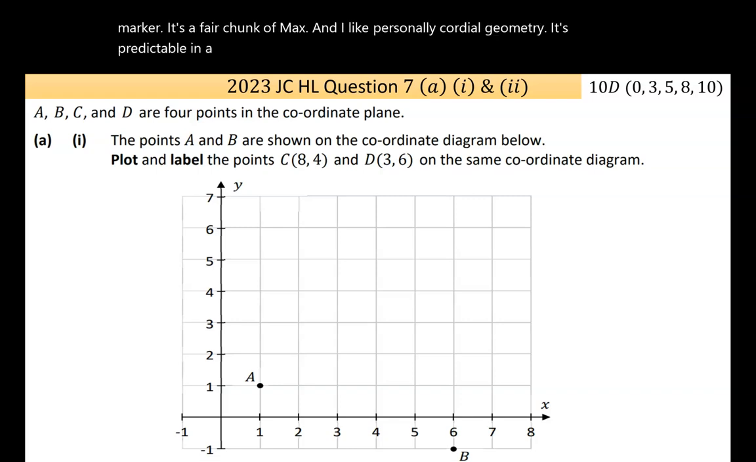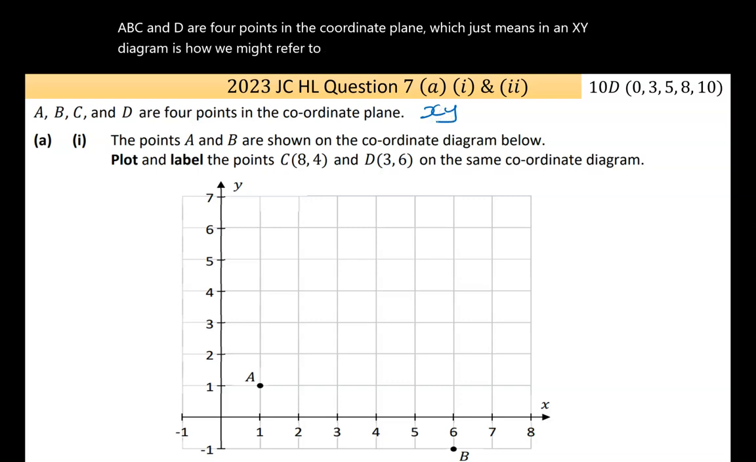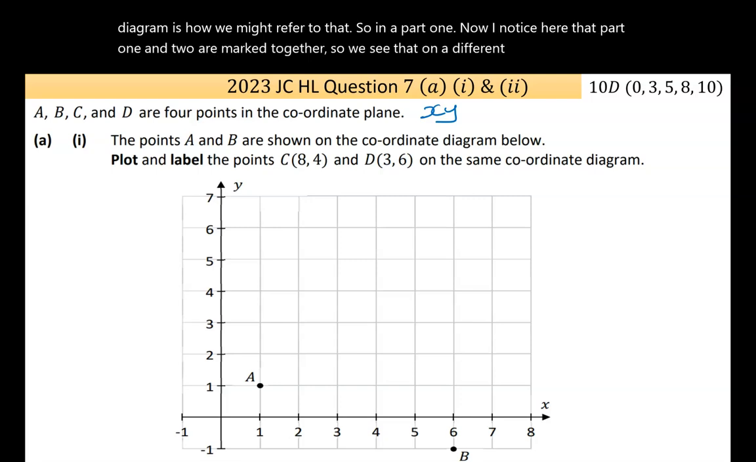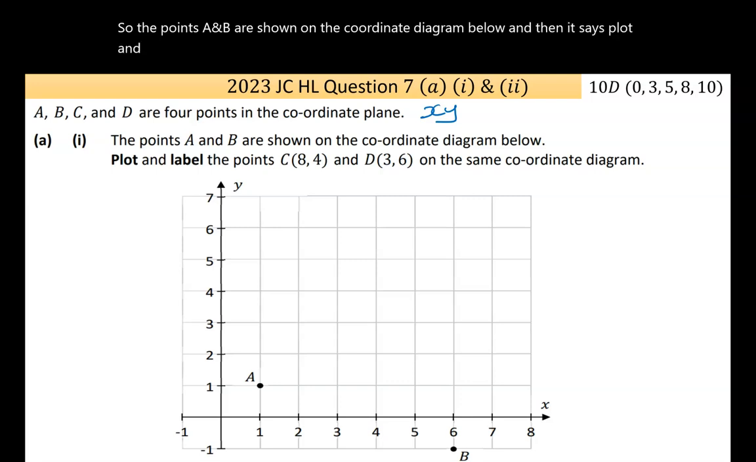A, B, C, and D are 4 points in the coordinate plane. It just means in an XY diagram is how we might refer to that. So in part A1, now I notice here that parts 1 and 2 are marked together, so we'll see that on a different page. So the points A and B are shown on the coordinate diagram below, and then it says plot and label the points C, which is 8, 4, and D, which is 3, 6, on the same coordinate diagram.